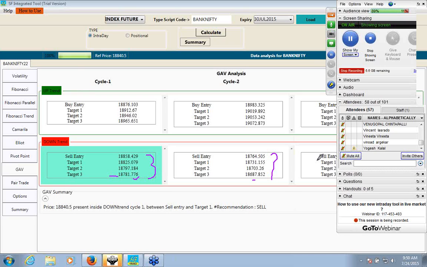Sometimes it moves beyond the fifth cycle also, and these cycles are not estimated in a static way. Dynamically it is estimated. So whenever the prices change, it will enter the second cycle. Your stop losses and other factors also will change accordingly. So this is about the tool.